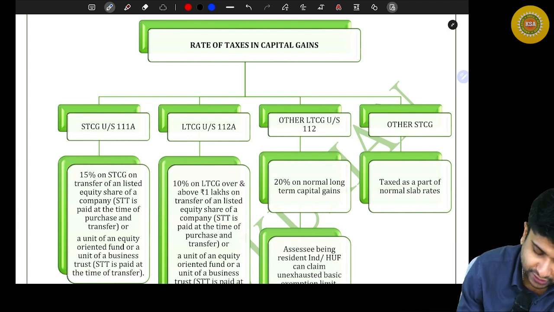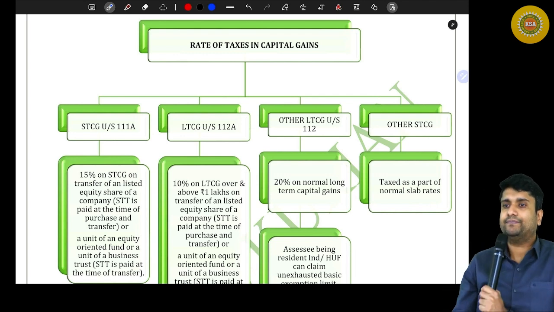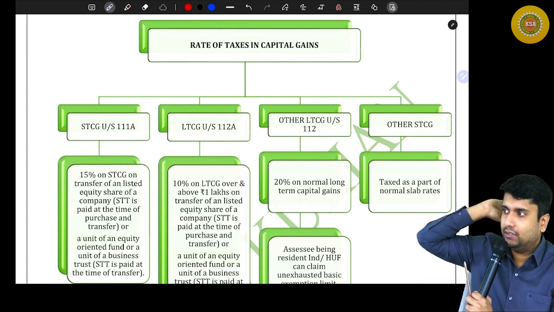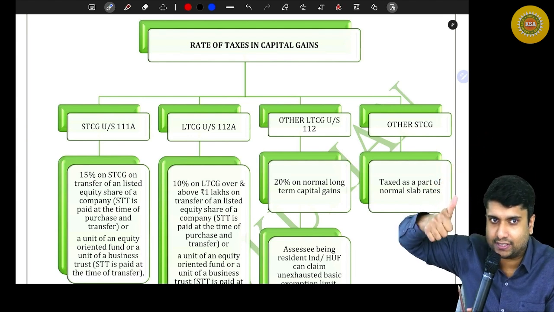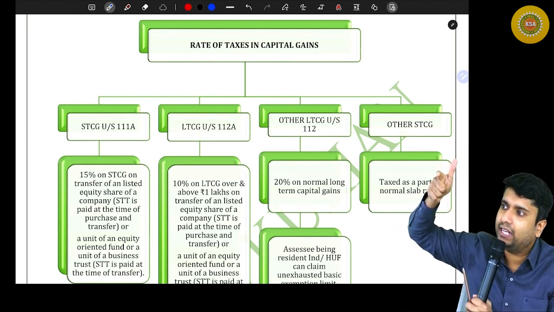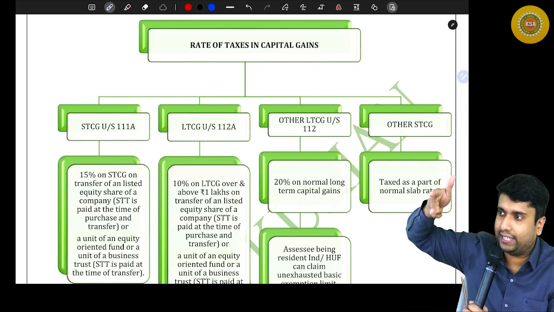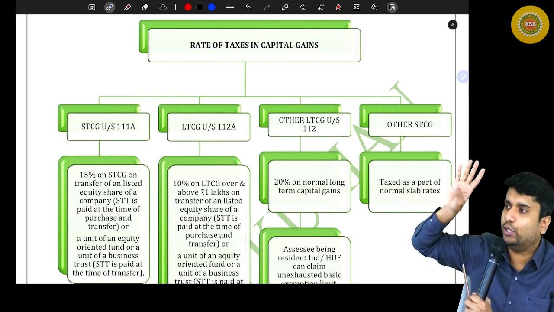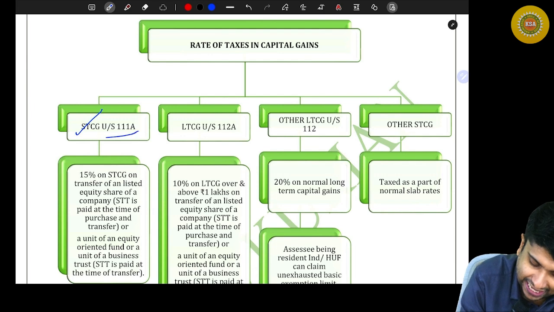Moving on to the first item, how many types of rates do we have in capital gains? We can say 3 flat rates and 1 common rate. The 3 flat rates are: long-term capital gain under 112, short-term capital gain under 111A, and long-term capital gain under 112A. And normal short-term capital gain is there. We can split that into 4 normally. So we'll start with the short-term capital gain under 111A.